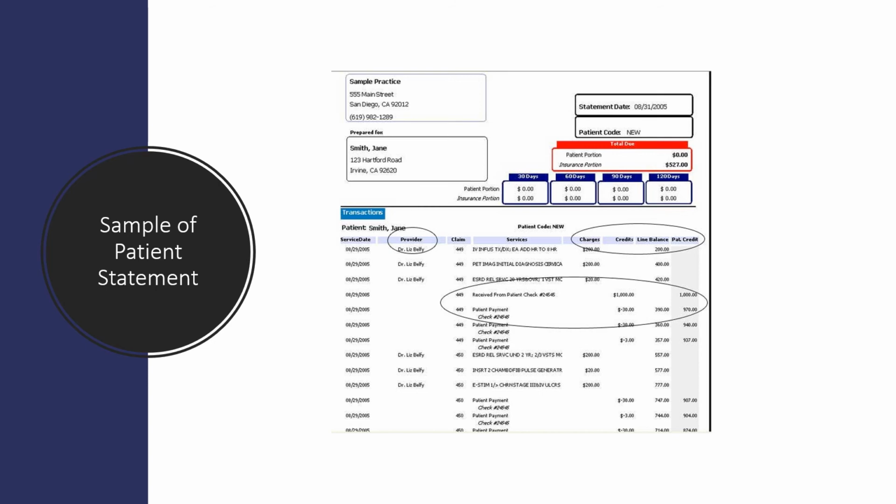So we see the service date, provider, the claim number, the services rendered, the charges, credits such as where the patient made a payment, the line balance after the credit was applied, and then any patient credit that is applied to the account. Again, patients need to see their statements so they can make sure they weren't charged for services never given, or they might need them for tax purposes. We always make sure they have their statements each month.